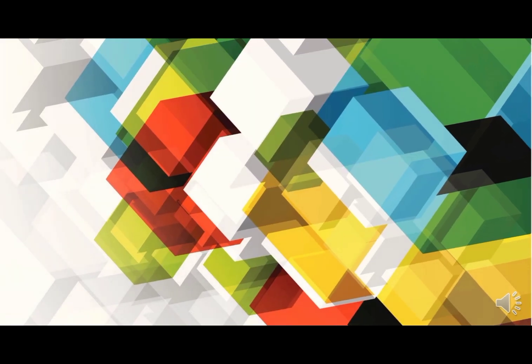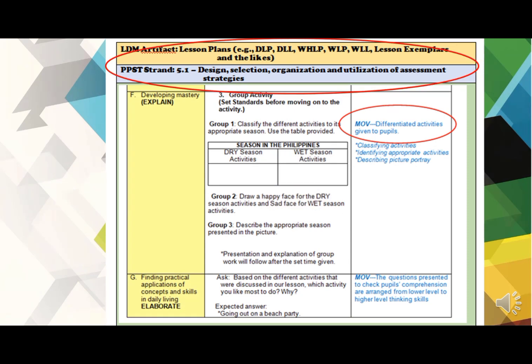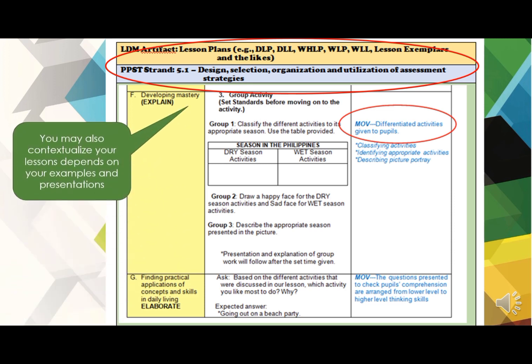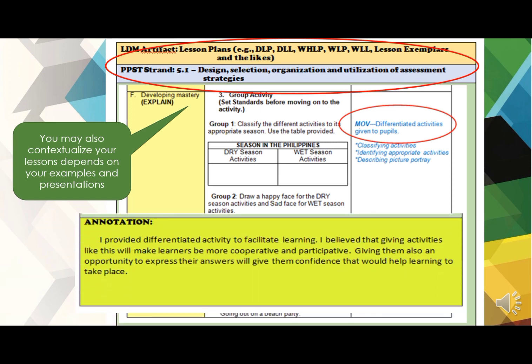For my third lesson plan, I have a PPST strand 5.1, Design, Selection, Organization, and Utilization of Assessment Strategies. So in my lesson, I have used differentiated activities given to pupils. You may also contextualize your lessons, depending on your examples and presentation. For my sample annotation, I provided differentiated activity to facilitate learning.